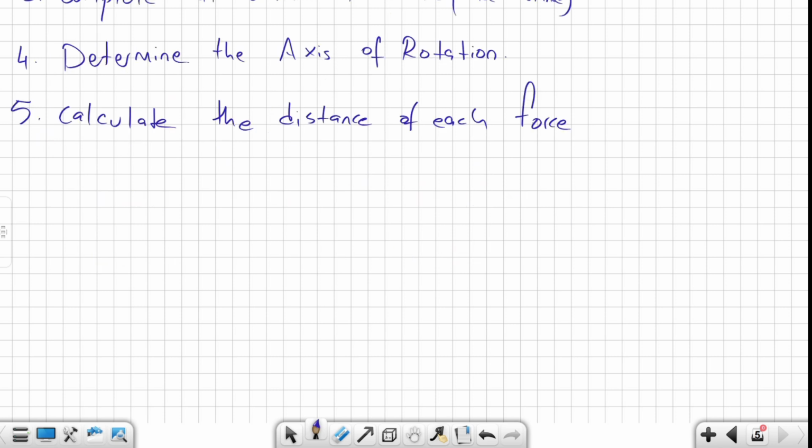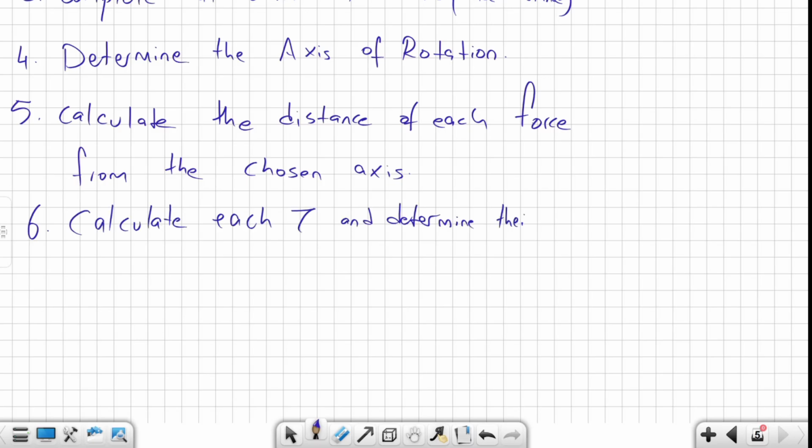After that, you have to determine the distance of each force from the axis of rotation that you have chosen. Calculate each torque and determine the directions. After that, apply the net torque is equal to 0 and net force equal to 0. Different questions will need different approaches. Sometimes you have to use net torque is equal to 0 at the beginning. Sometimes you have to do it later.